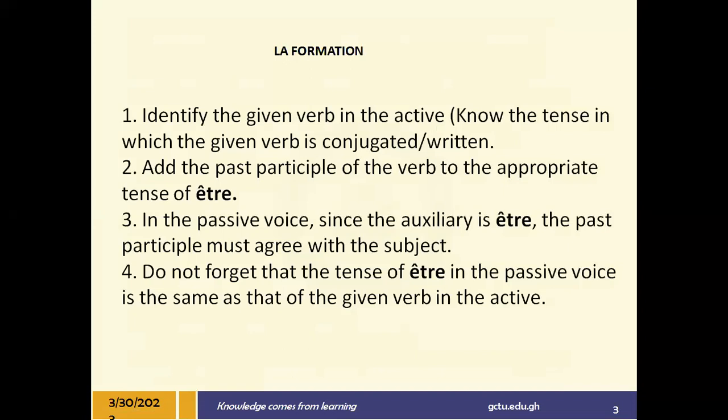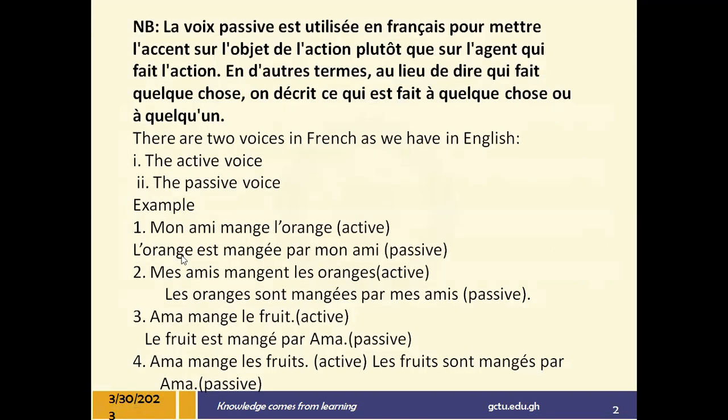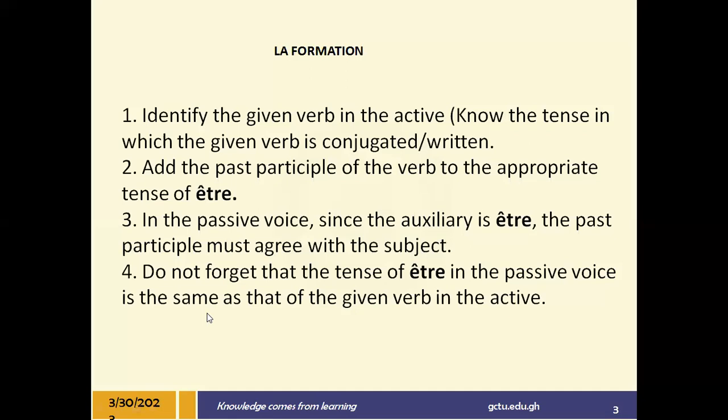Now let's consider the formation. This one is in English, so look at it very well. I've just said it. When it comes to the formation of the passive voice, you must identify the given verb in the active. Know the tense in which the given verb is conjugated or written. So for instance, the one we said, Ama mon ami mange. What tense is it? It's present tense. That is what you should know, take note. Mange is also present tense. Here too is present tense. So take note. If you don't know it, know it that way to help you.